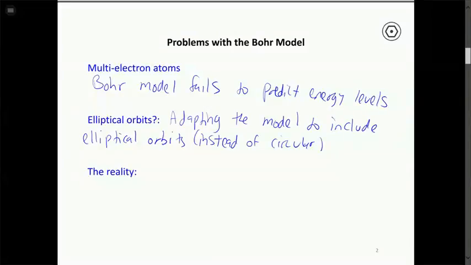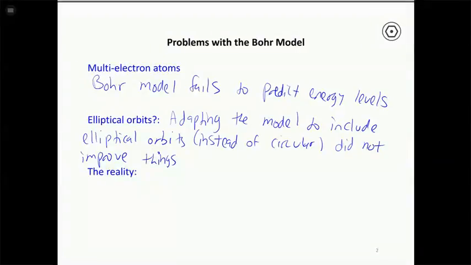And this was a great idea, but like many ideas, it didn't pan out, so this didn't work either. So that's the short story there. You can try to improve the Bohr model in this way, and it doesn't improve things. This is kind of how it goes in science. We talked about the scientific method on the first day: you develop a model, you test it, you refine it, and sometimes certain ideas that you have don't work out and they fail to predict the physical reality.